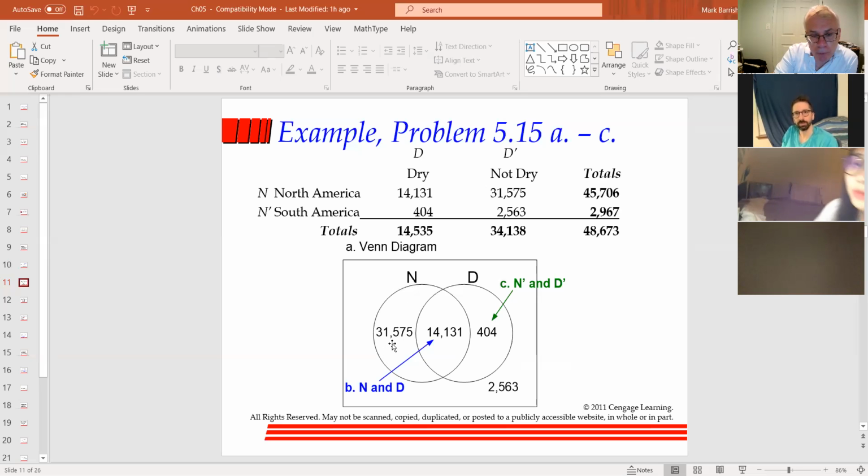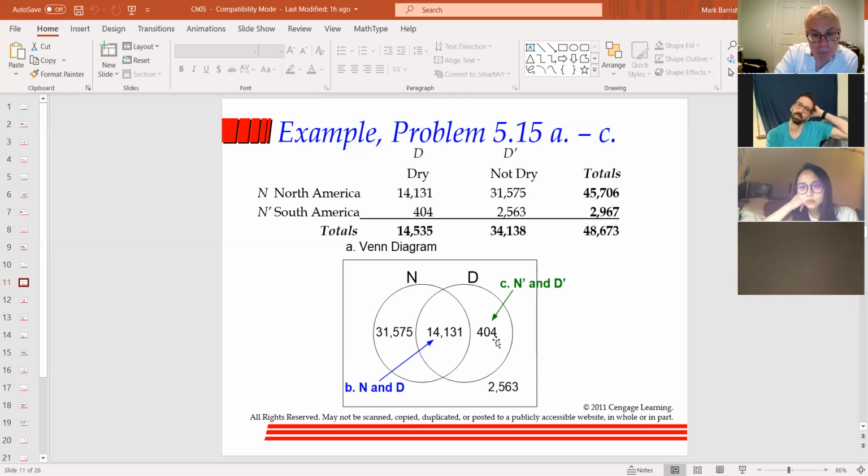What's this total? Why is that sitting there? 31,575. Where did they get that from? It's North American wells that are not included in the dry circle. So it is North American wells that are not dry. That's right. It's this number here. Doesn't that make sense? There's 14,131 of the North American wells that are dry. That means they're shared between these two sets. And there's 31,575 that are not shared between these two sets. That's the other North American wells.